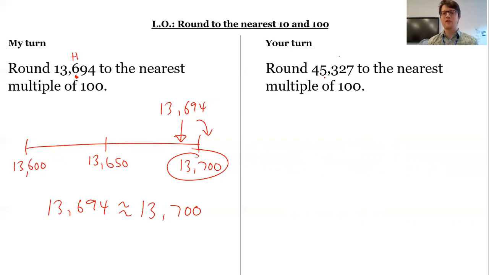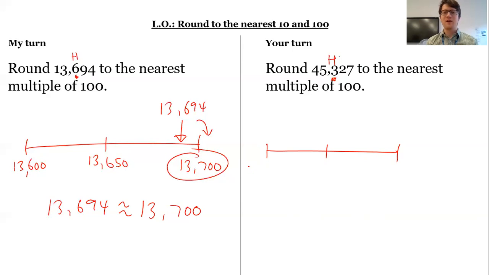So again, your turn now. You're going to round 45,327. Remember that crucial digit that helps you work out what your lower multiple is. So find the lower multiple, the higher multiple, the halfway point, and then round. So pause the video now and come back when you're done.